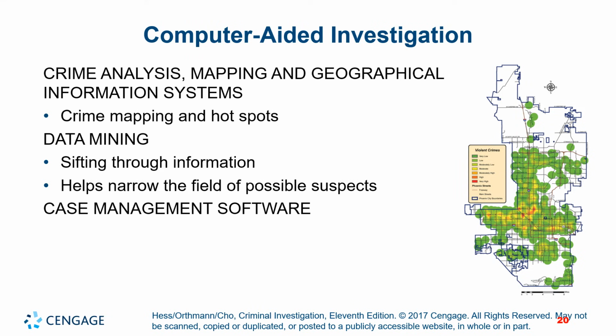Some of the newer tools that are available are crime analysis, mapping, and geographical information systems. These provide crime mapping and hotspot area geographic tools. Then there's data mining, which allows sifting through information, and this helps narrow the field of potential suspects. And also there is newly developed case management software, which allows police to track offenders and reoffenders and compile those cases into a single file and narrow the field of suspects that way.